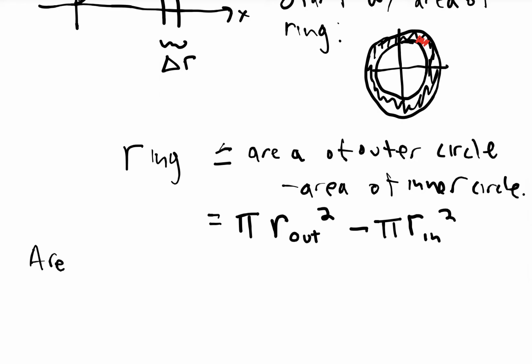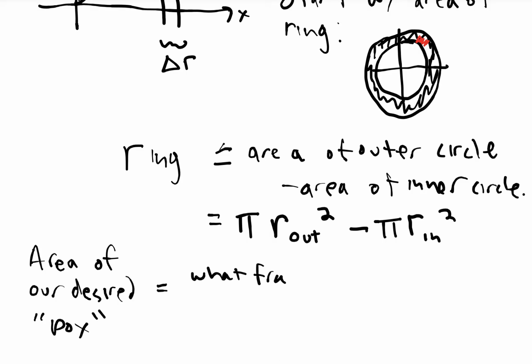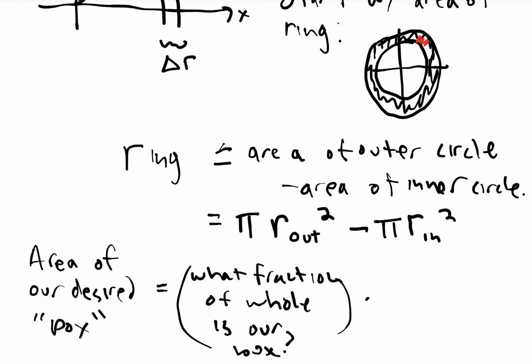The area of the section that we want, so the area of our desired box, and I'll put box in quotes here, it's not actually rectangular. We need to figure out what sort of fraction of the whole is our box, and then I need to take that fraction and multiply it by this above area, the area of the ring that we just noted above.